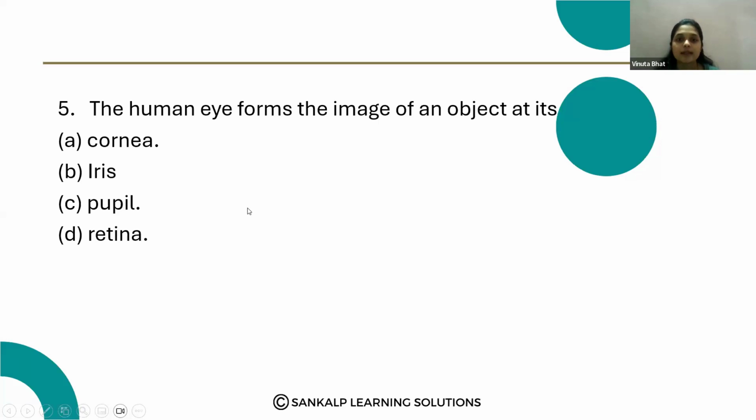The human eye forms the image of an object at its cornea, iris, pupil, retina. The image is formed on the retina. Option D is the correct answer, that is retina.